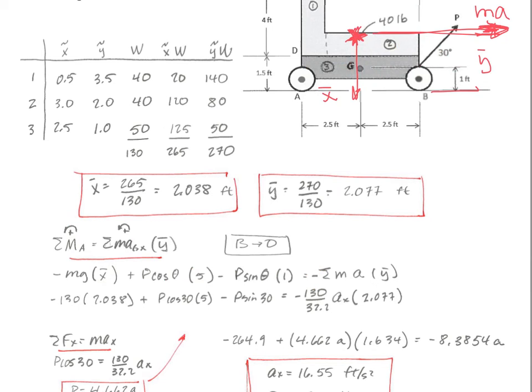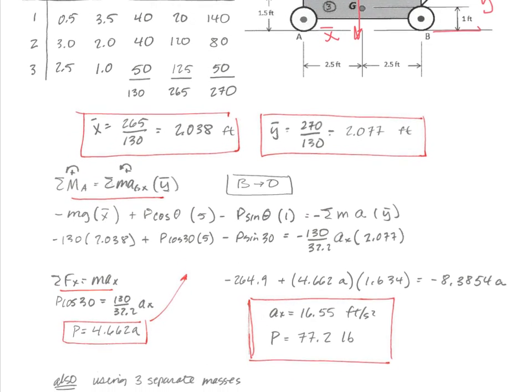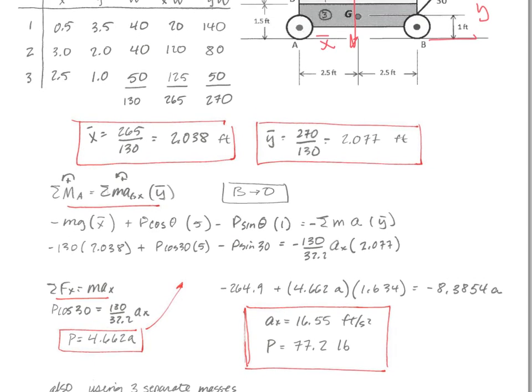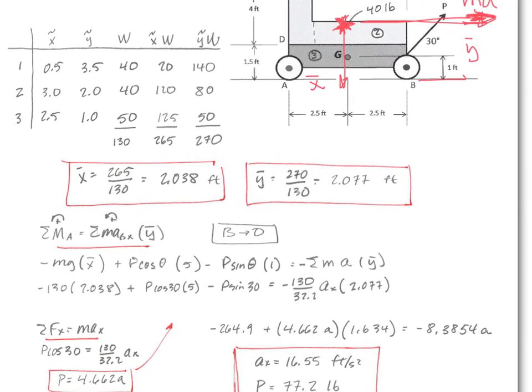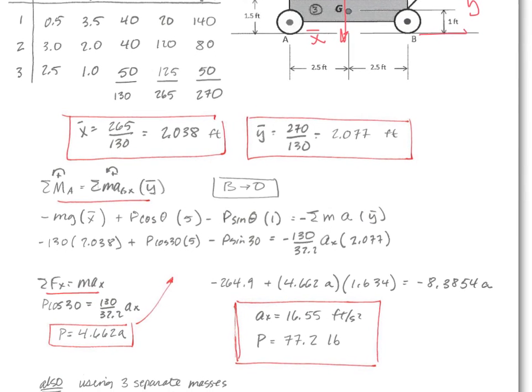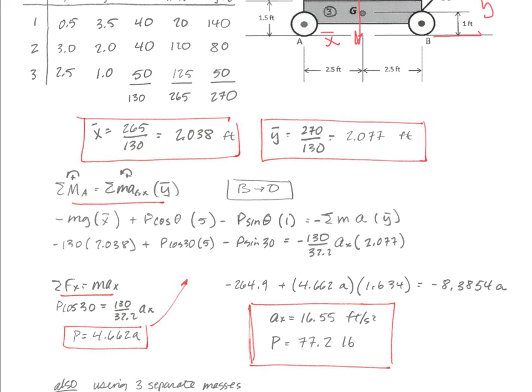Adding all those things up, you get, and then you have to have the force equation. The force equation is sum of the forces in the x is mass times acceleration in the x. The only force I have in the x direction is this P cosine right there, the pulling force. Putting all that together, I get two equations, two unknowns, and I can solve that for the acceleration and the pulling force.